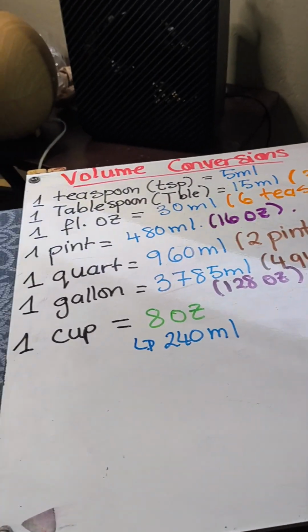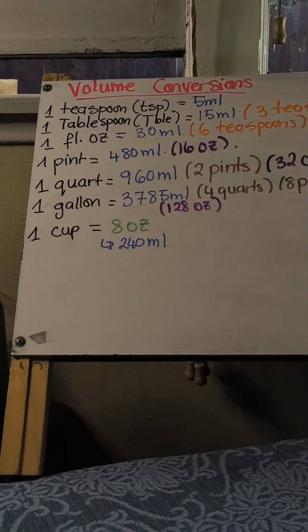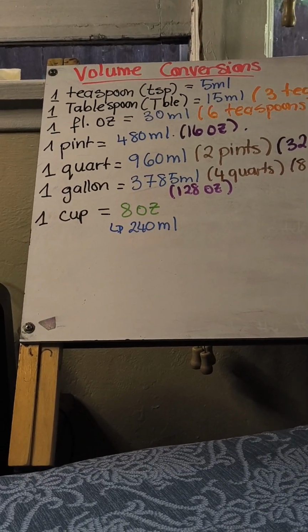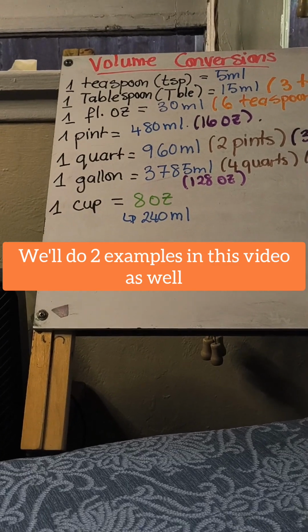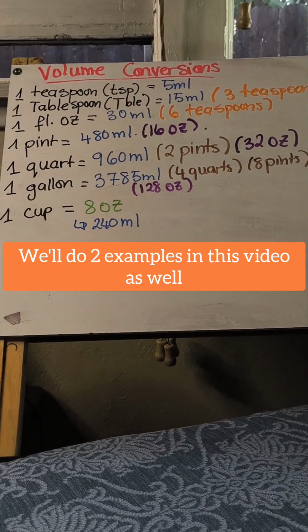Volume conversions. If you've struggled with volume conversions in the past, this is a good review for you, and I hope this helps. So, 1 teaspoon, the little spoon that you have at home, is 5 milliliters. If you take 3 of those little teaspoons, you make 1 tablespoon.